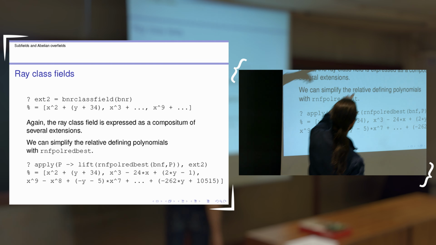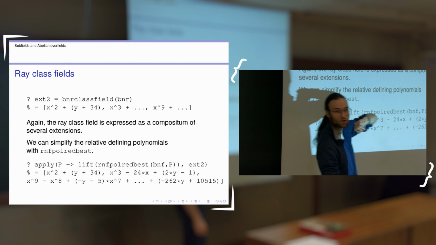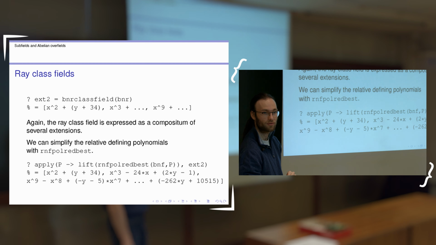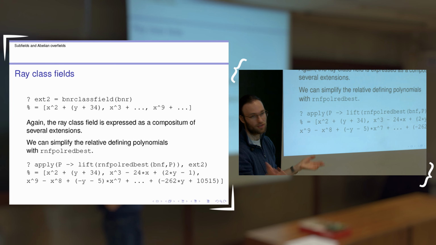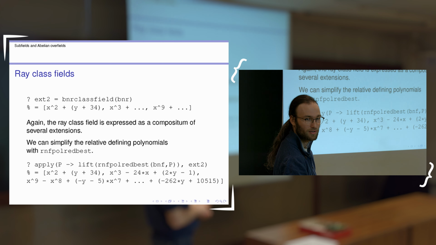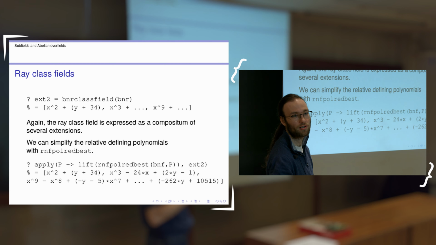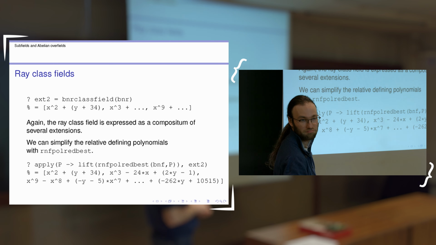It was the same, but you just give it the BNF. It's the same function. It's also called bnrclassfield. Yes. It's a single function. I mean, you don't want to add more functions. It happens to accept the BNF as argument. Yeah, you don't have to initialize the BNR with trivial modulus.